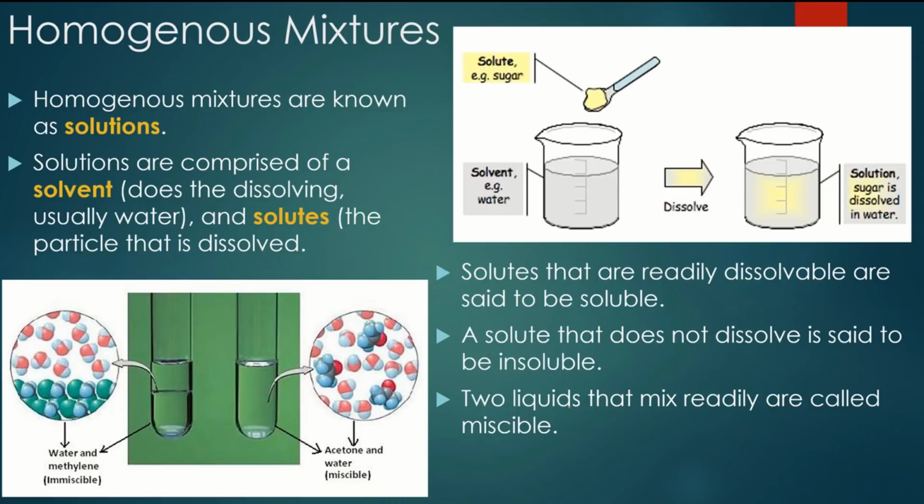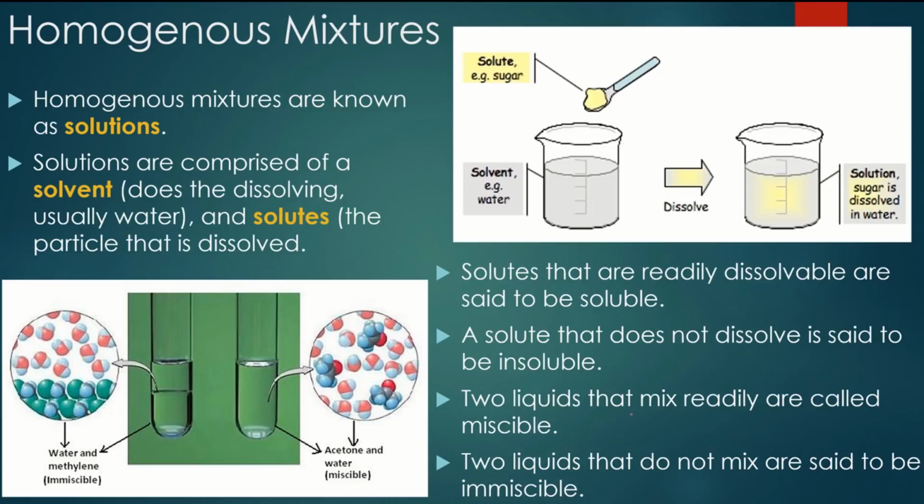If you're working with two liquids, so again, mixtures do not have to be a solid and a liquid, you can dissolve one liquid into another. Liquids that mix readily are called miscible. And two liquids that do not mix are said to be immiscible.